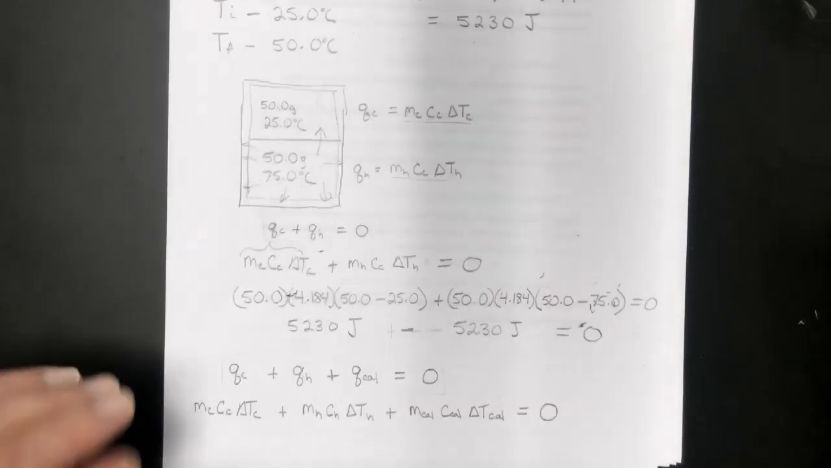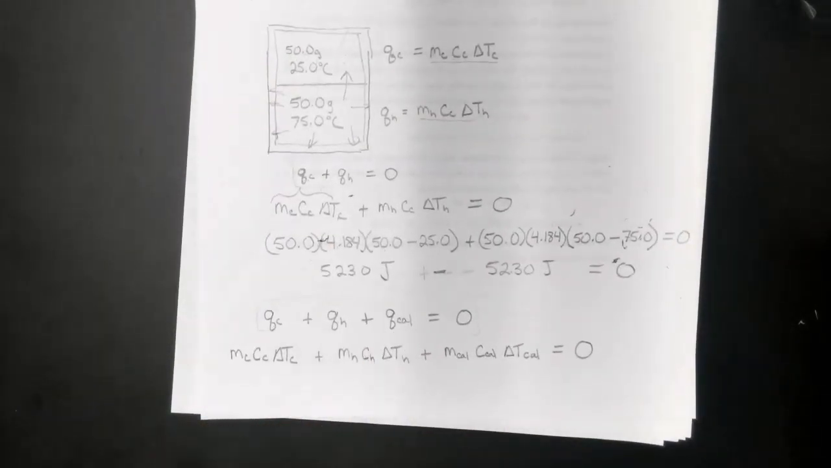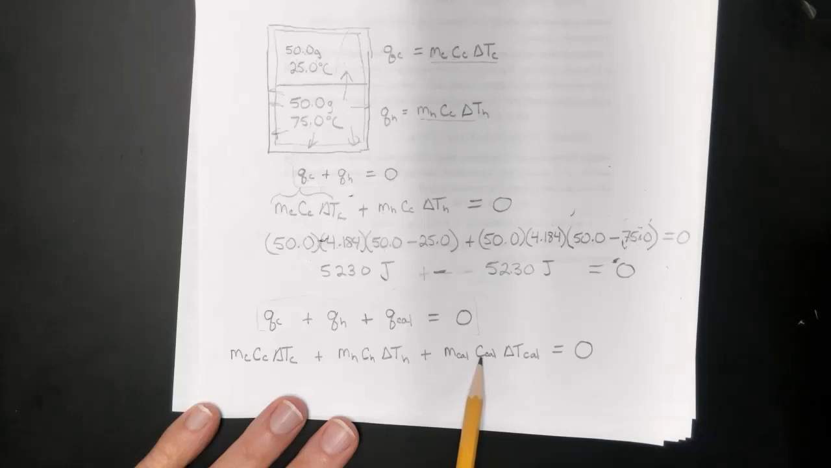All that must equal 0. And here's a key point. This is what you're going to do the first part of the experiment. I'm actually the one doing it, but this is what you're going to calculate. You're actually going to calculate the specific heat of the calorimeter.